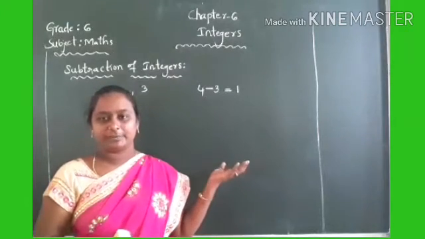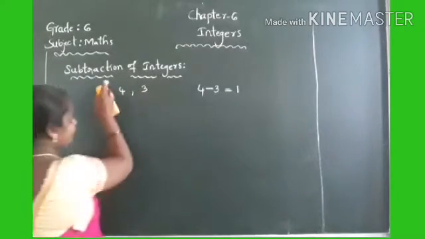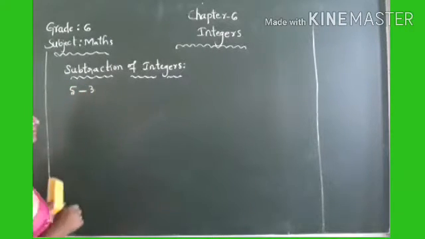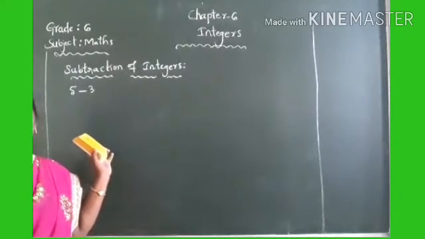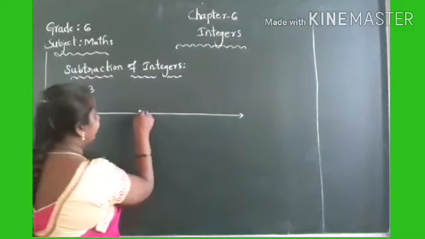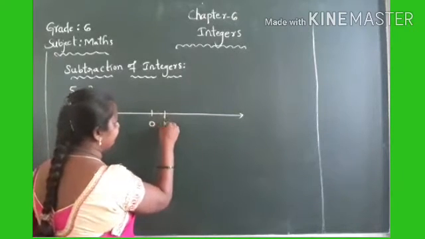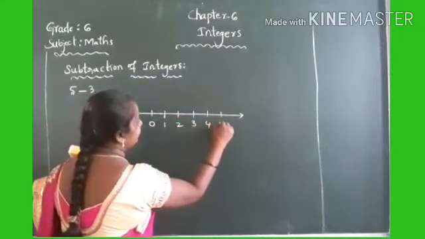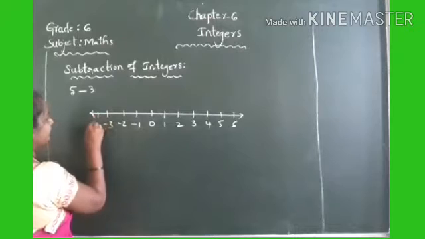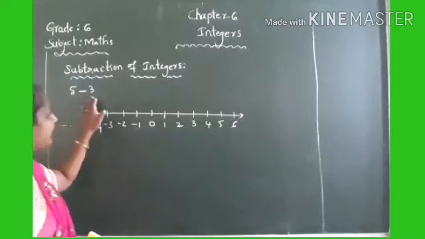Okay, without using the number line, we found the value. Now with using the number line, how will you subtract integers? Now let us see 5 minus 3. How to subtract using the number line? First draw a line and represent the integers on the line. To the right of 0 are positive integers and to the left are negative integers. Here many integers will come. Here, 5 minus 3.